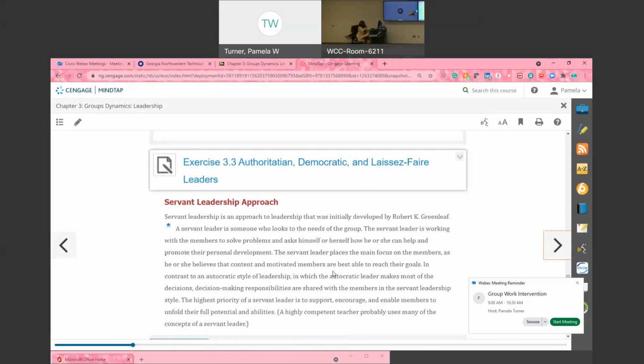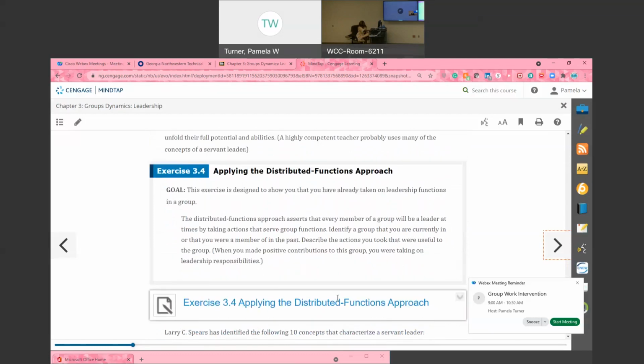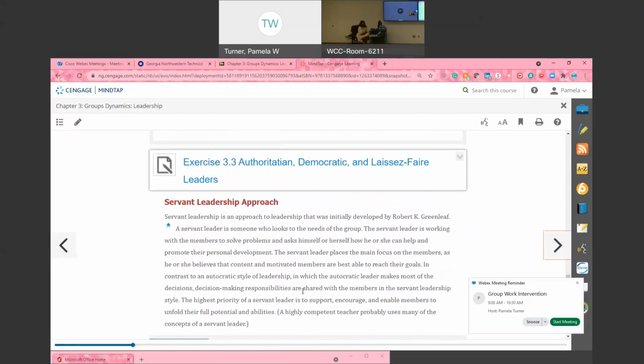Okay. So again, some different leadership styles. Whenever I think of servant leadership, I always think of scripture in the Bible, that Jesus was a servant leader. So a servant leader is someone who looks to the needs of the group. The servant leader is working with members to solve problems and asks himself, how can I help? The servant leader places the main focus on the members, as he or she believes the content and motivated members are the best way to get things done.